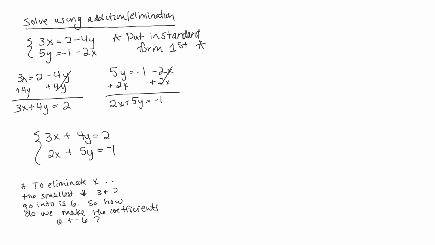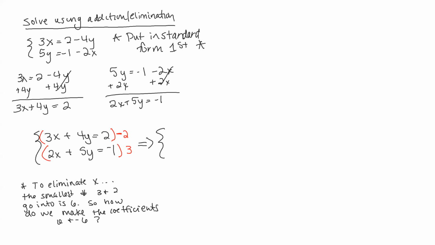So for the first equation, I would need to multiply the whole equation by 2 because 2 times 3x makes 6x. For the second equation, I would need to multiply the whole equation by 3 because 3 times 2x is 6x. The issue is one of the coefficients on x has to be negative. Doesn't matter which one. Let's say we make the first equation the negative 6x and the second equation positive 6x. So that means I'm going to multiply the entire first equation by negative 2. So let's see what this looks like.